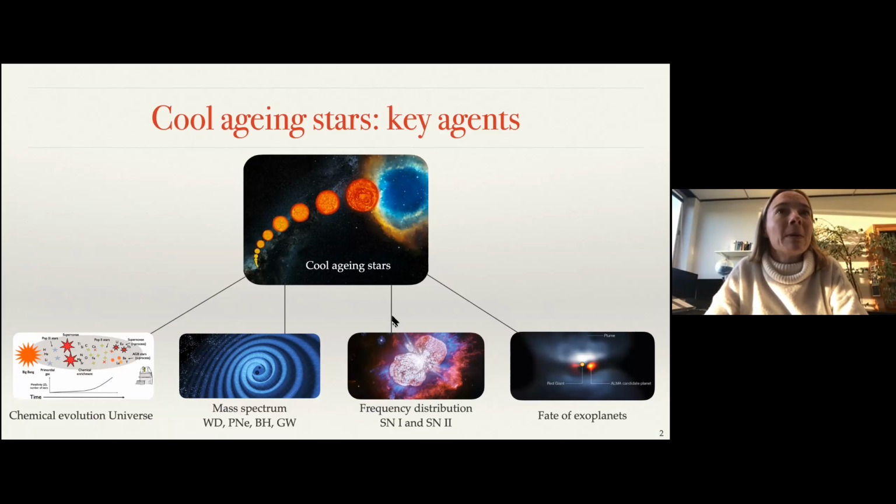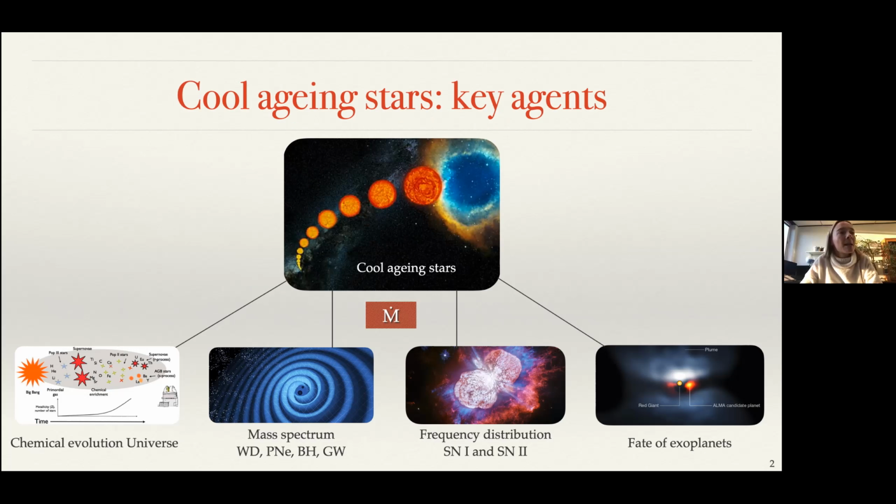These are all phenomena which are highly regulated by the amount of mass that stars lose throughout their life, and in particular, the mass that a lot of stars lose when they're old. So we talk here about cool aging stars, in particular about asymptotic giant branch stars and red supergiant stars. You should have seen that, the master students, in the classes of Connie. And so these cool aging stars are key agents regulating a lot of phenomena that you can see here.